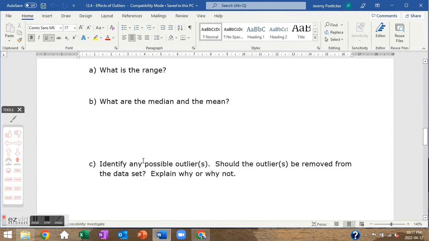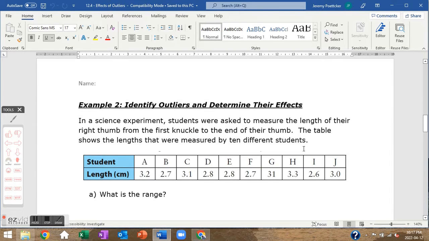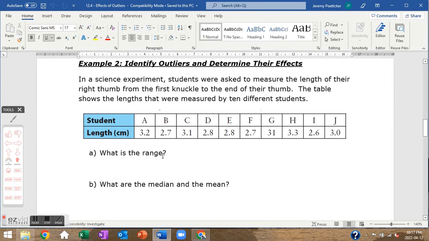So when I look at part C, and I'm skipping ahead on purpose, I'm going to answer A and B, leaving that one in there. But I think somebody made a mistake. I think this should have been 3.1, not 31. But we're going to figure it out.